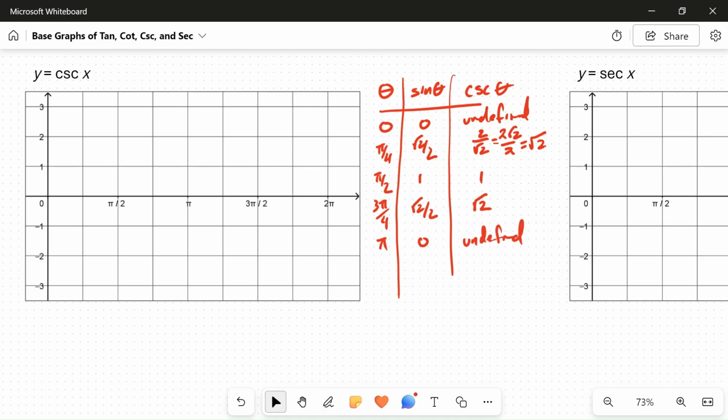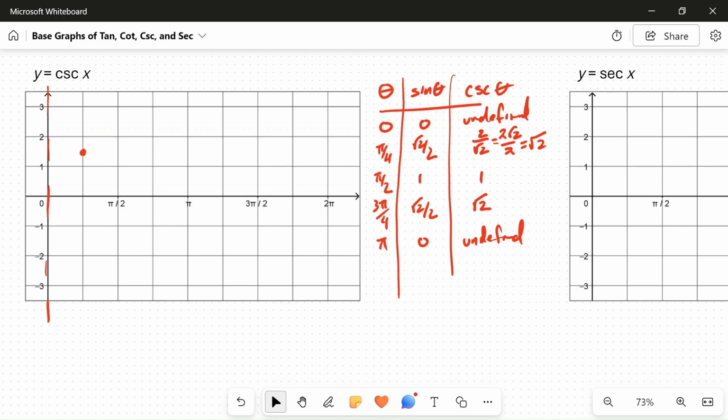Just looking at what we have so far, if theta is 0, or in this case, since we're talking about theta as the x value, if x is 0, then we have an undefined value. And so that means we're going to have an asymptote again. At 0, we have a vertical asymptote. And then at pi over 4, the value of cosecant was square root of 2. Square root of 2 is about 1.4, so we'll just eyeball and estimate there. At pi over 4, it's about 1.4 above the x-axis.